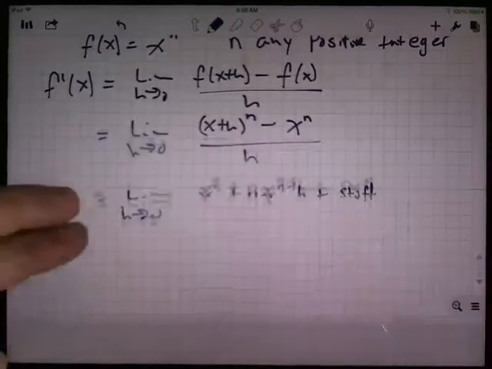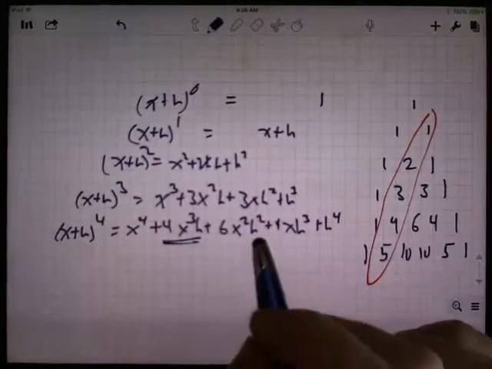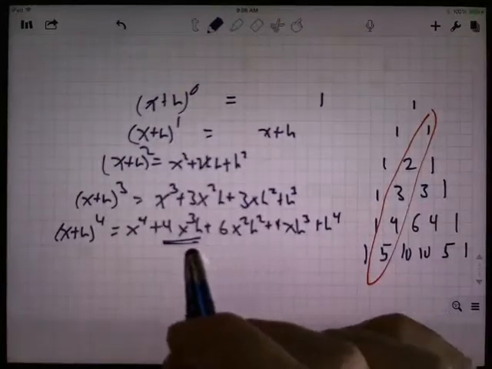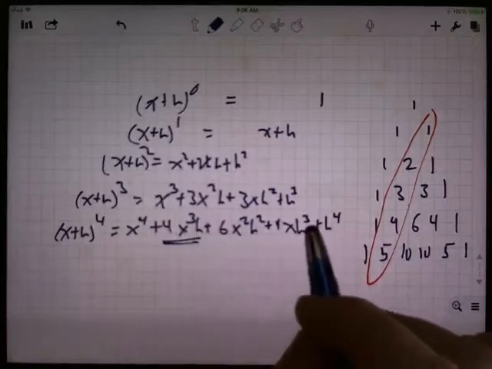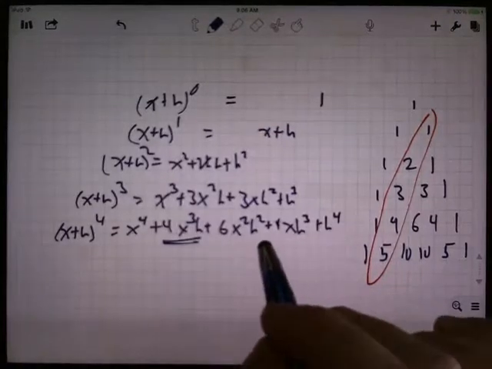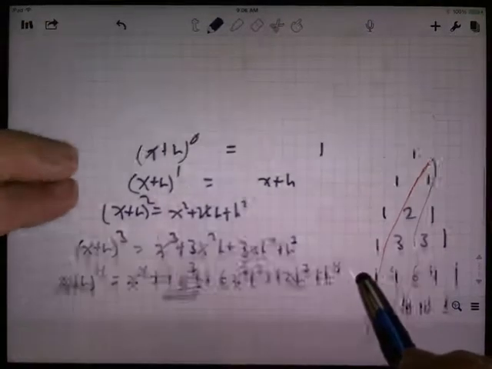And all that stuff is all of the stuff that's over here. If you notice, the powers of x go down by 1 each time, and the powers of h go up by 1 each time. So everything over here has an h squared in it or more. All right, and that's what I want to do.